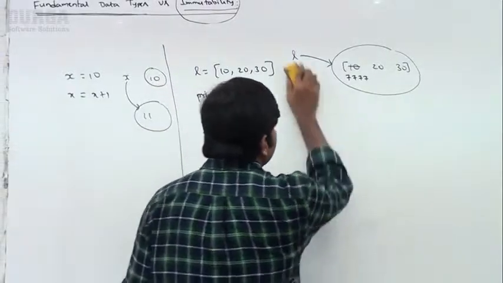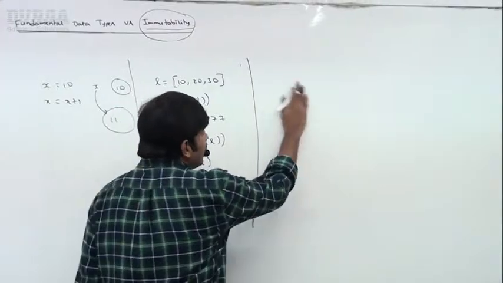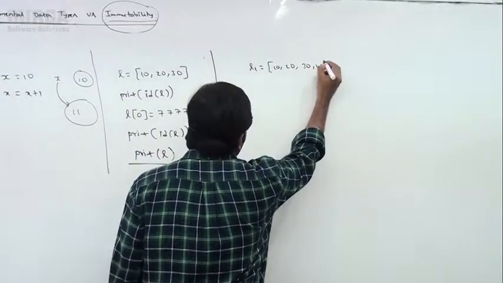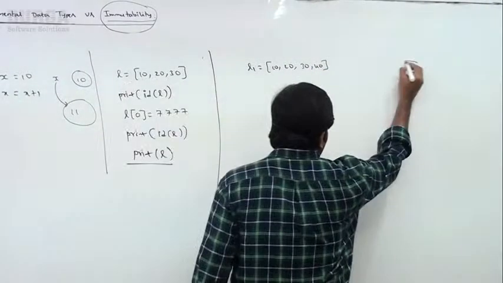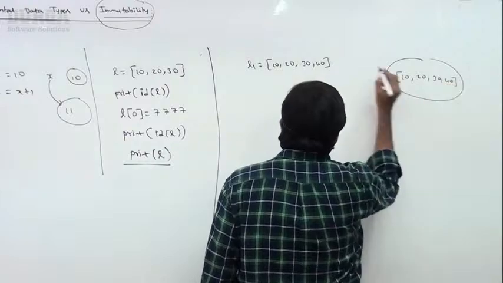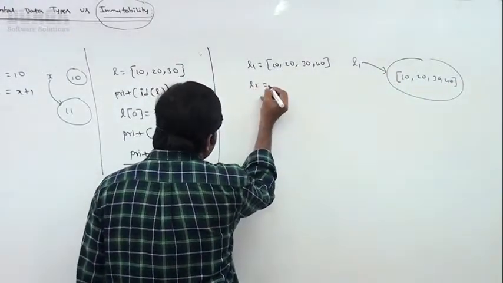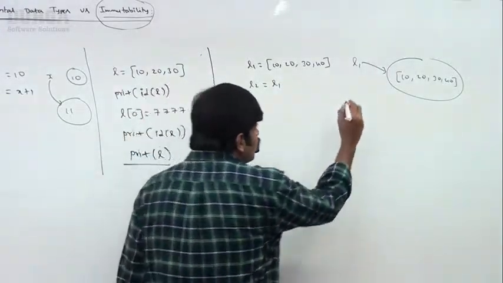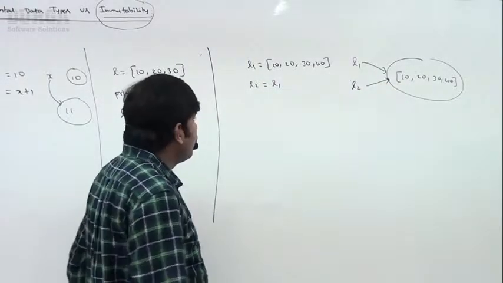Observe carefully, one more example to prove it again. Here I am taking L1 is equal to 10, 20, 30, 40. This is the list we created, and L1 is the reference variable. Now, L2 is equal to L1. What is the meaning of this? L2 is equal to L1 means L2 is also pointing to the same object as L1.